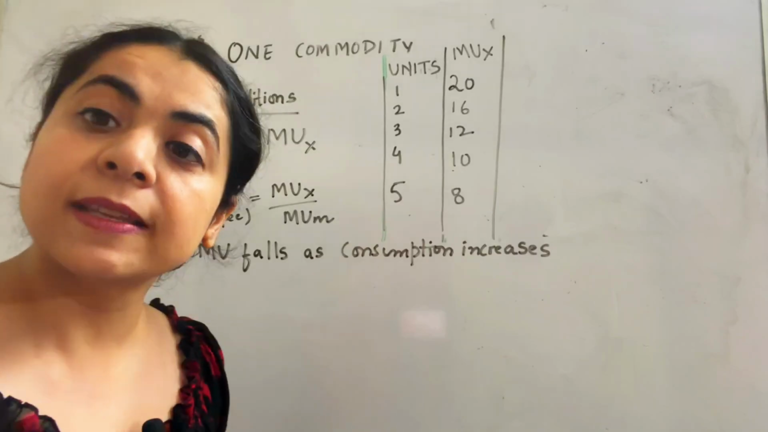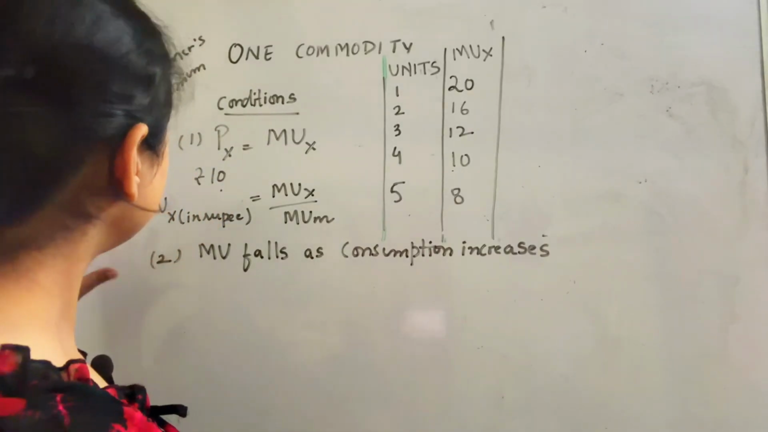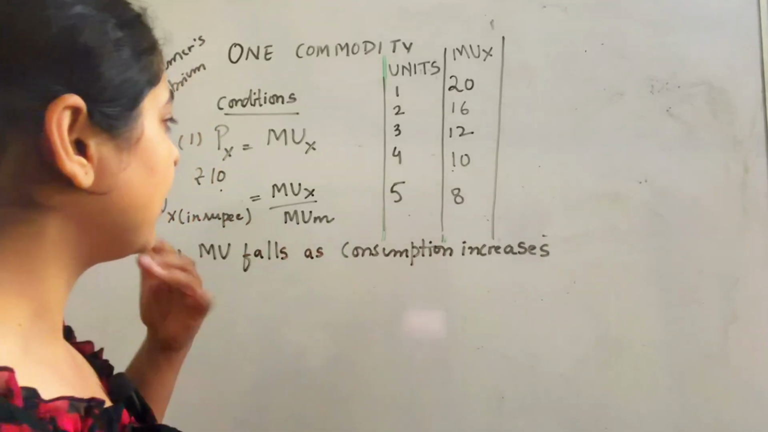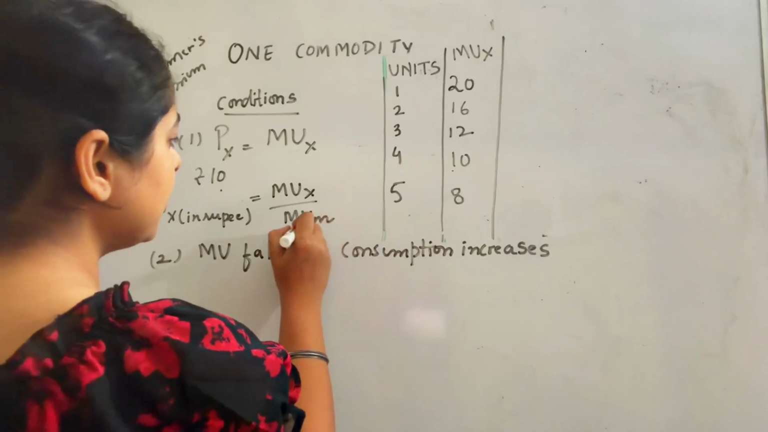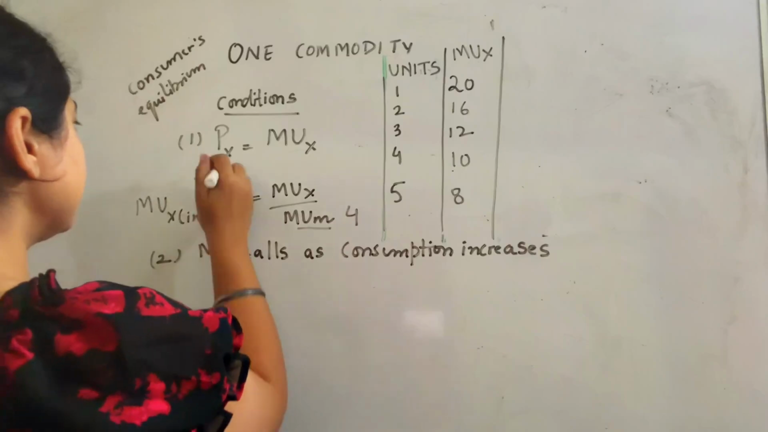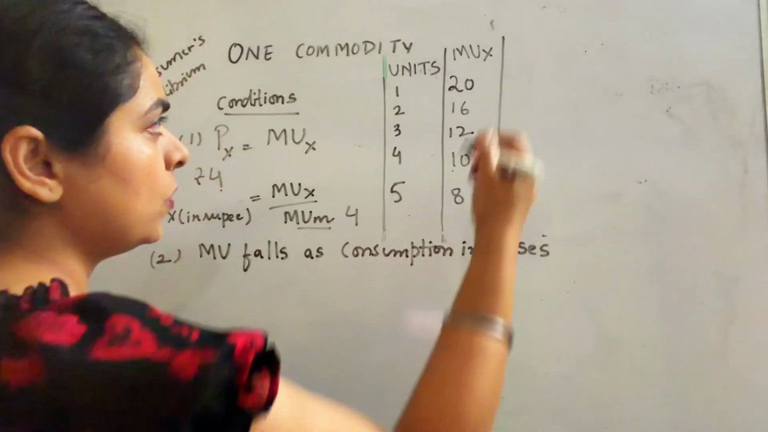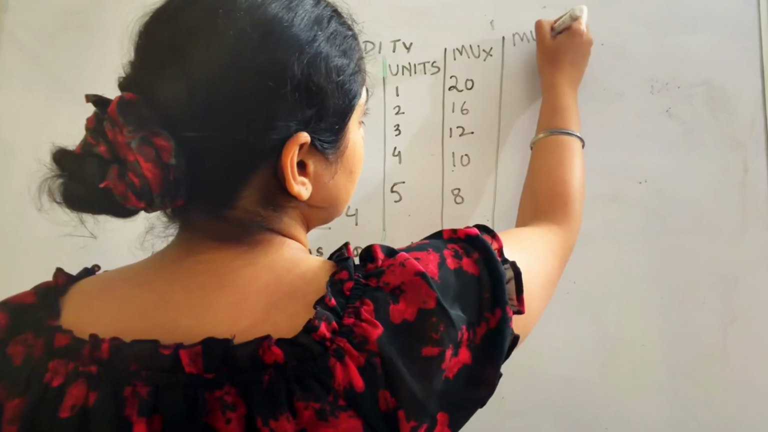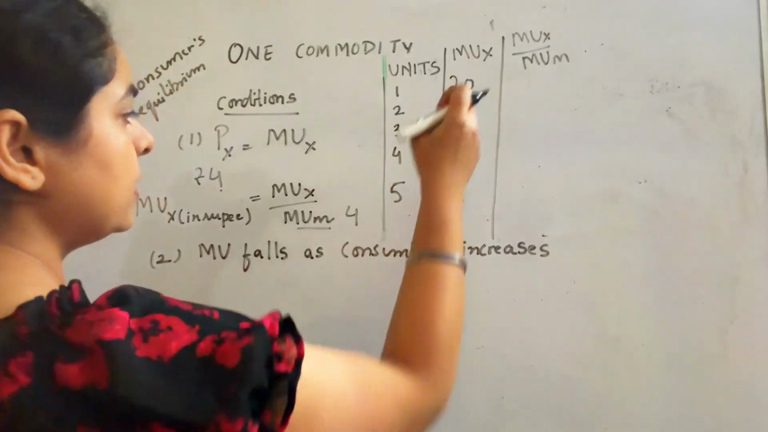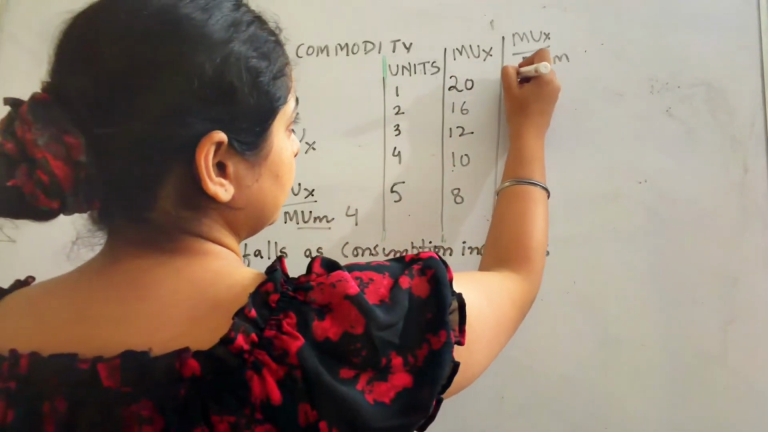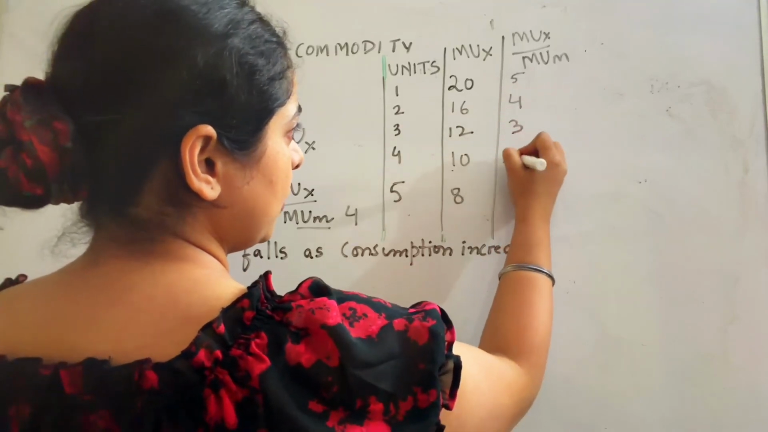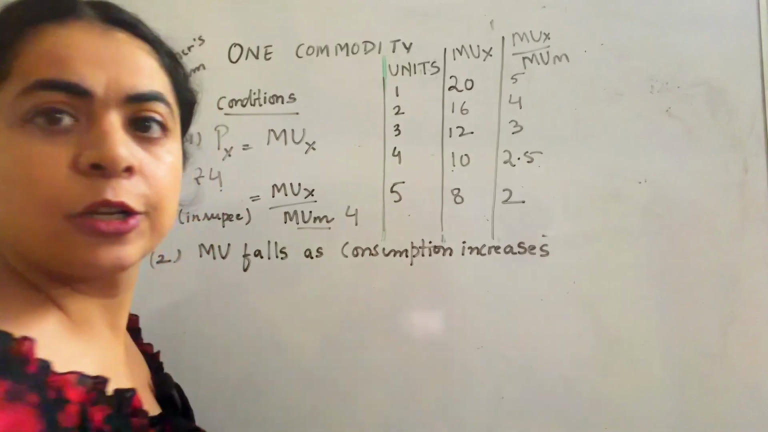Let's look at another example where, instead of 1 as the marginal utility of money, some other value is given in the question. Let's assume that the marginal utility of money now is 4, and similarly the price here is 4. So first we need to find out the marginal utility of X in terms of money. We need to divide 20 here by 4 for each unit. So it's 5, again 4, 3, 2.5, and last but not least 2.